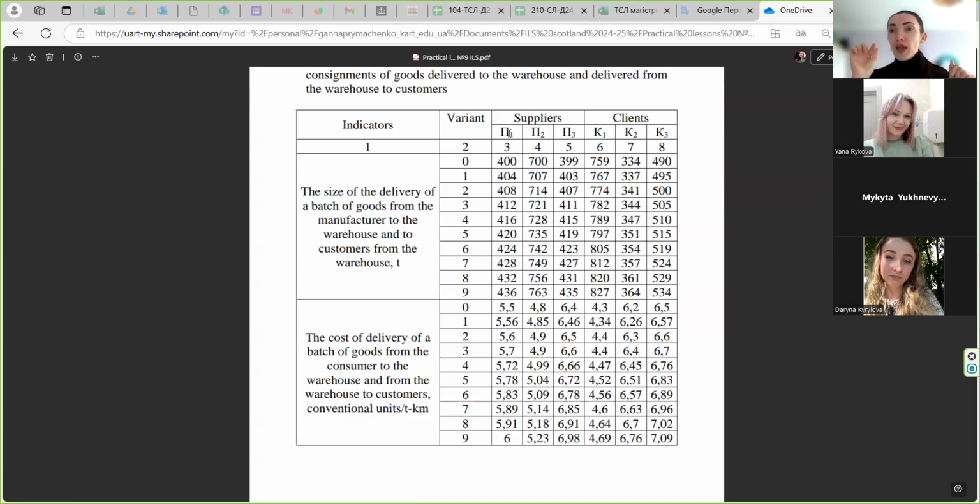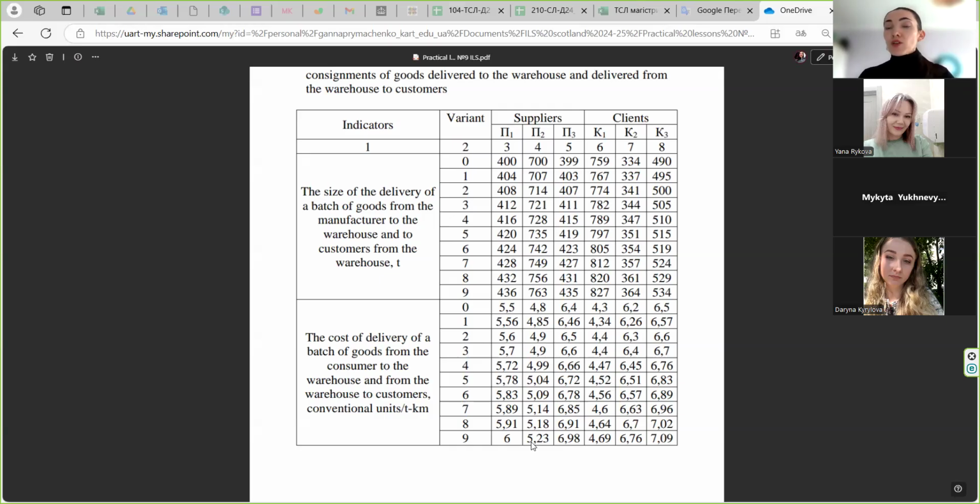Now we need to do the same, multiply the same parameters for the second supplier. So we find the first parameter, tariff. It is how many costs. It is the last line of our table 1. We find these parameters. If you can't find for your variant, please ask me.